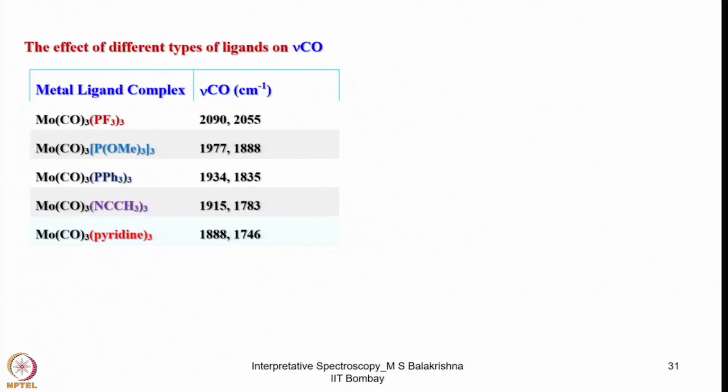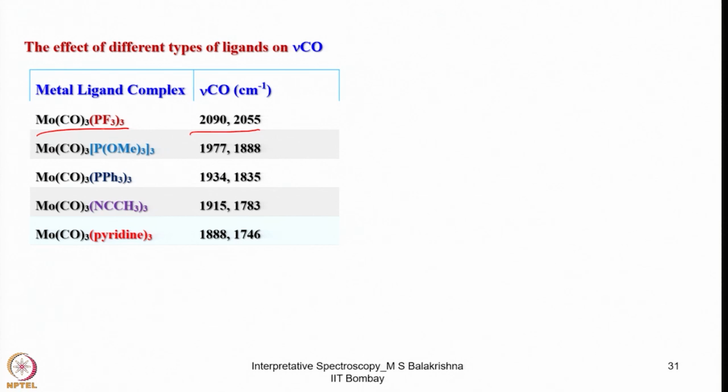So now let's look into the effect of different types of ligands on the CO stretching frequencies in mixed ligand complexes. One system I have taken here is a tricarbonyl molybdenum complex having different types of phosphines and other nitrogen donor ligands. If you consider the tris(trifluorophosphine) tricarbonyl molybdenum complex, three carbon monoxide groups are replaced by PF3, and as I mentioned, PF3 is an excellent pi acceptor. It's a poor sigma donor but an excellent pi acceptor. As a result, you can see stretching frequencies are much higher, very close to free CO.